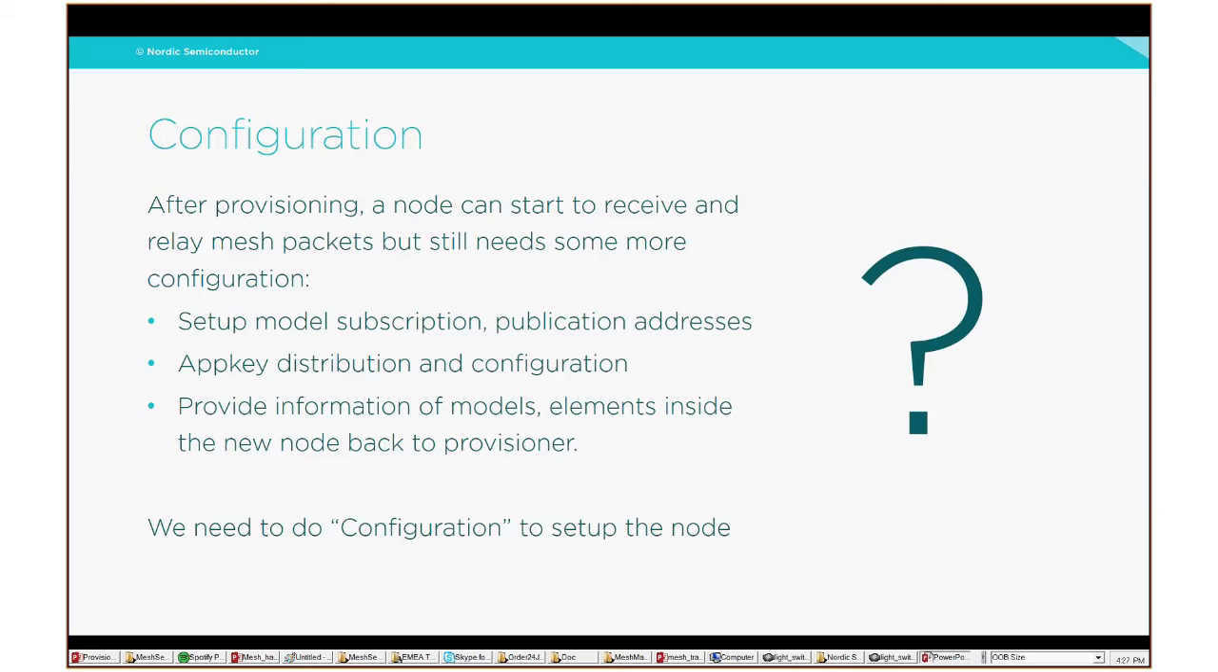But we still need to do some more configuration, such as set up the model subscription and publication address, assign application key, and we need the information about the models and the elements inside the new node. That's why we need to do configuration. It's the next step after provisioning to set up the node in the network.